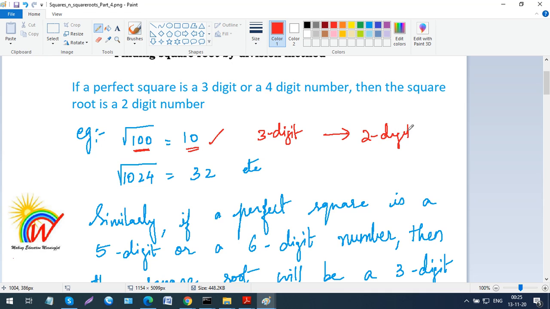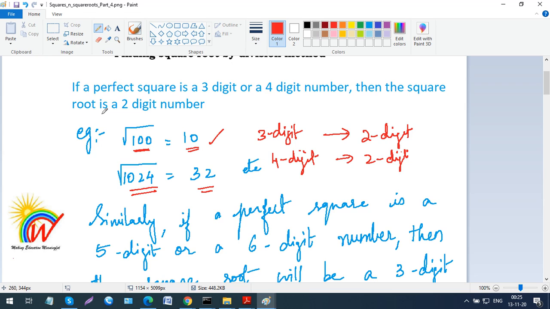And look at the next one. It's a 4-digit number, right? And still I'm getting a 2-digit number. So for 4-digit also, I'm getting a 2-digit number. So for 3-digit and 4-digit numbers, I will always get a 2-digit number as the square root.